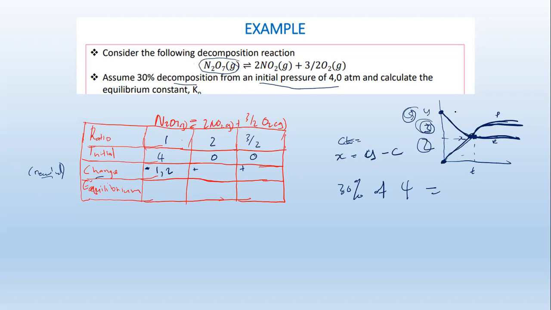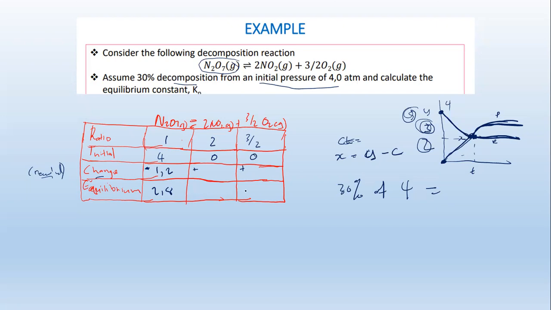So that means the decomposition is 1.2 atmospheres. It decreases, which is true, from 4 to 2. You see? So it's a change. This is the equilibrium. And therefore now, how to calculate pressure at equilibrium? We're going to say 4 subtract 1.2, and we're going to get 2.8. When you say 4 subtract 1.2, we get 2.8 at equilibrium.